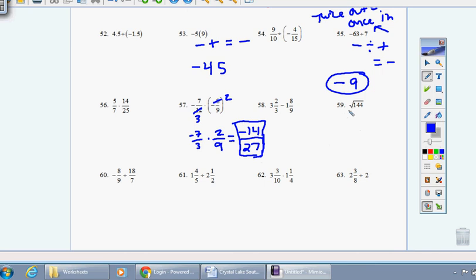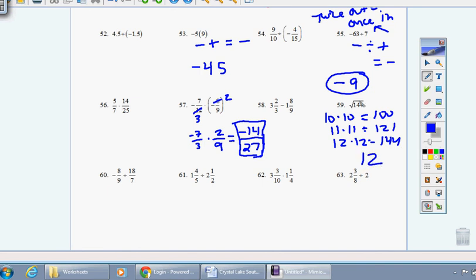Alright, number 59, the square root of 144. That means what times what gives me 144? Well, I know 10 times 10 gives me 100, so it's got to be bigger than 10. Alright, what's 11 times 11? That's 121. So lastly, let's try 12 times 12. If I do that, I should get 144. So that tells me that the square root of 144 is going to be 12.